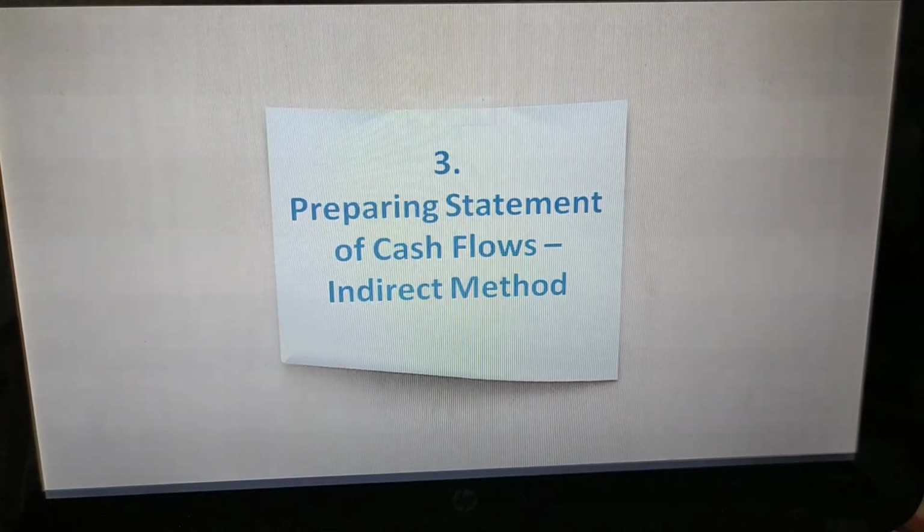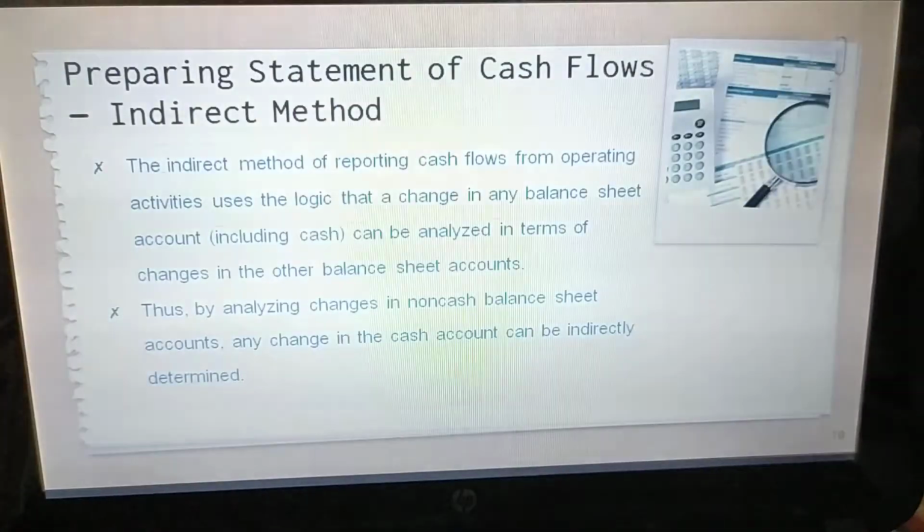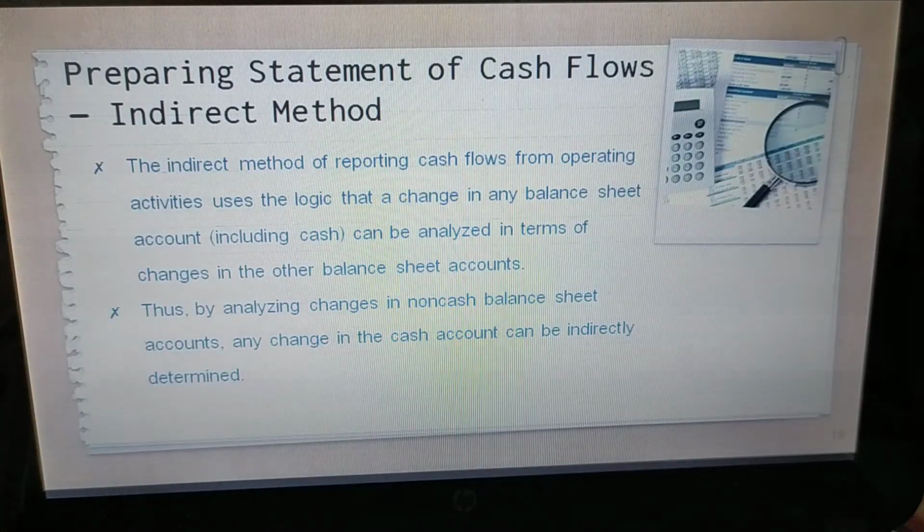Now we continue with how to prepare the statement of cash flows using the indirect method. The indirect method of reporting cash flow from operating activities uses the logic that a change in any balance sheet account, including cash, can be analyzed in terms of changes in other balance sheet accounts. Thus, by analyzing changes in non-cash balance sheet accounts, any change in the cash account can be indirectly determined.